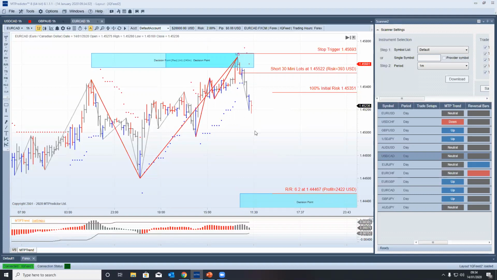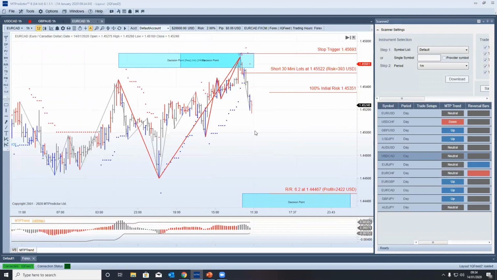Yep, that looks an absolutely perfect setup. Is it going to reach the target? I have no idea. I don't know what the future brings. No one knows. All I know is if it does get down to there, it will be a potential 6-hour profit. If it stops you out, it'll be a -1-hour loss. There's nothing more as a trader you can do at that.